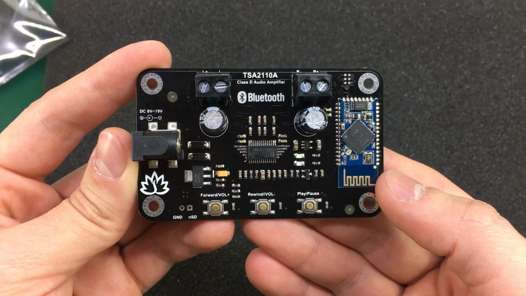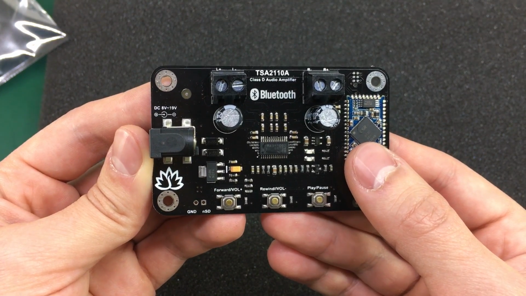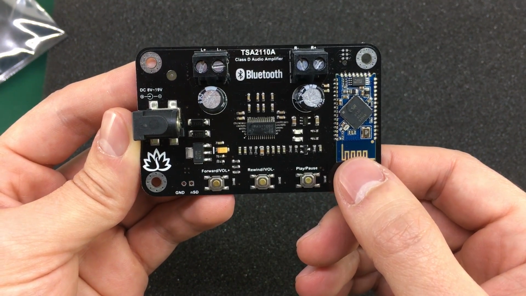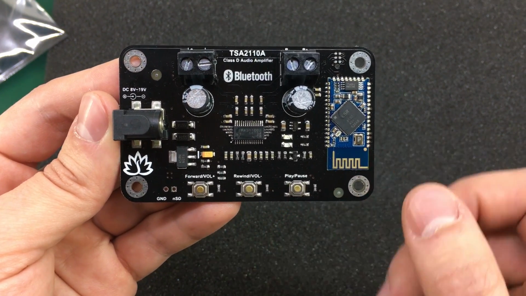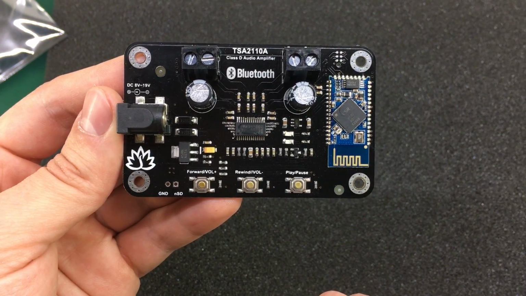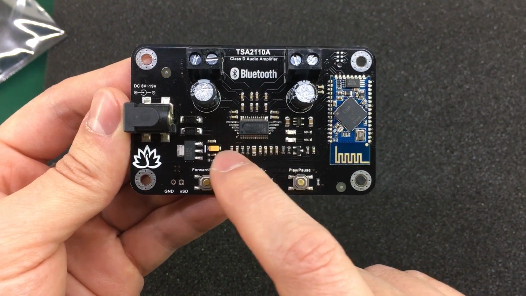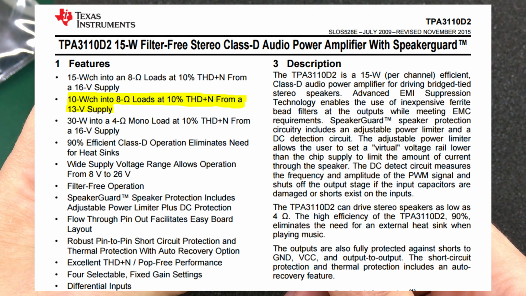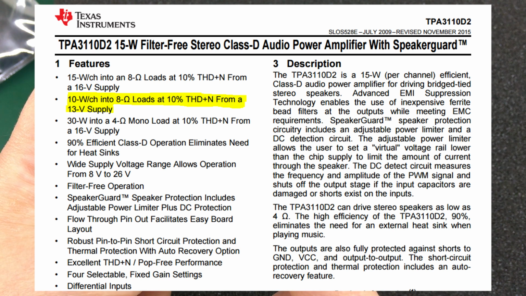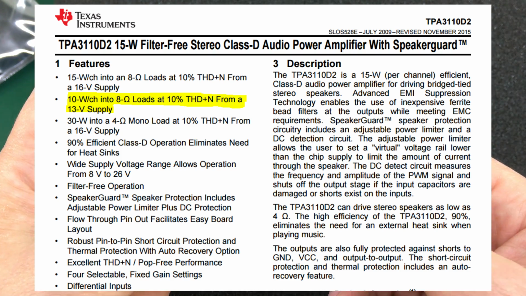This is a 2x8 watts Class D audio amplifier coupled with a Bluetooth module, actually a Bluetooth 4.0 module for input. The amplifier is based on the Texas Instruments TPA3110D2, is this chip right here. And as you can see, it doesn't need any heatsink, because it's a Class D efficient amplifier. It can output up to 15 watts per channel from a 16 volt supply, but the seller of the module lists it as a 2x8 watts.